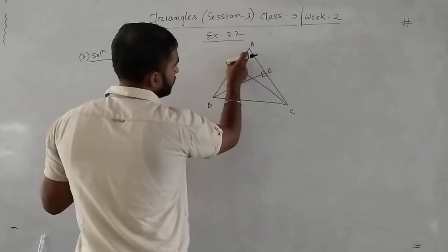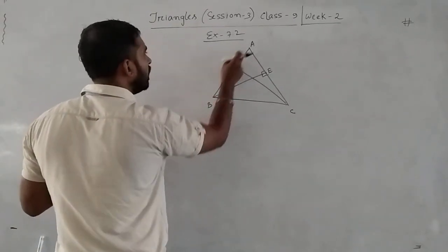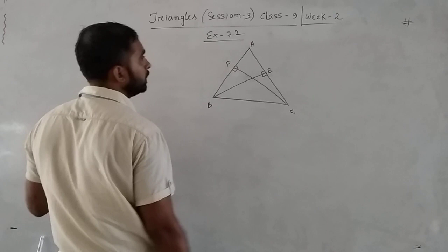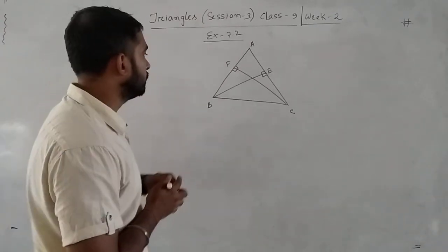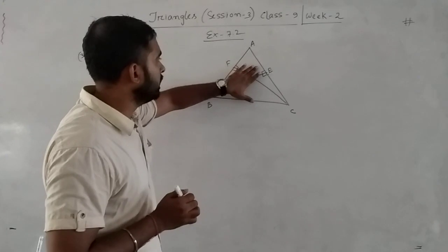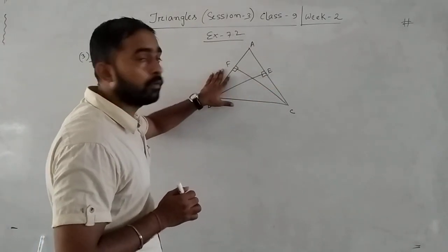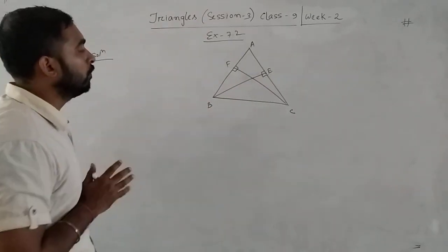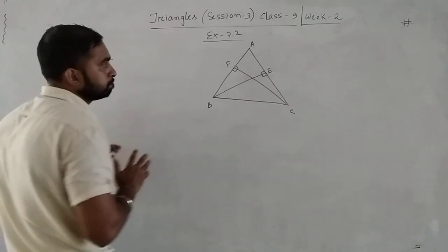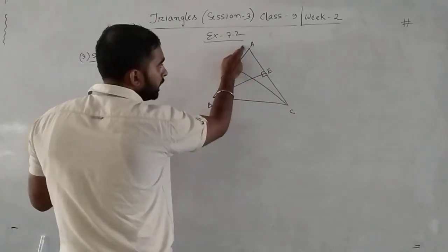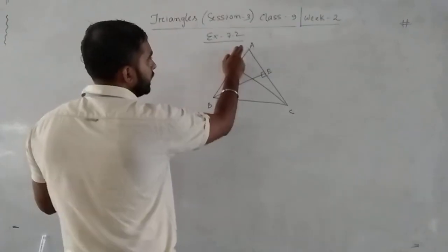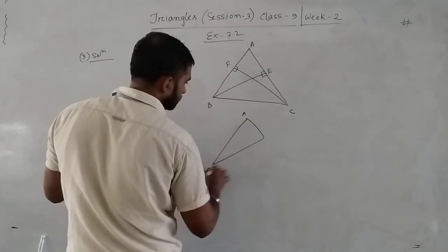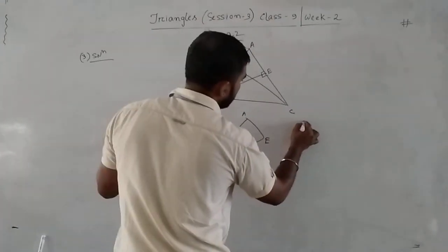BE equal to CF means we have to prove triangle ABE and triangle ACF congruent. Then we can say that BE and CF are equal by CPCT. First let me show you whether there are sufficient conditions. In ABE, listen now, forget about all the other things. This is ABE. Yes. And this one what?